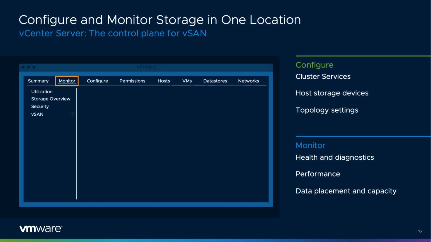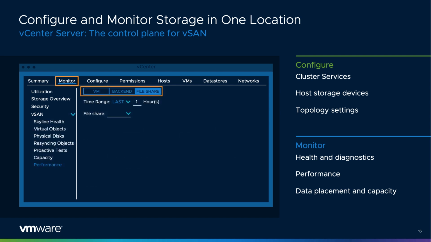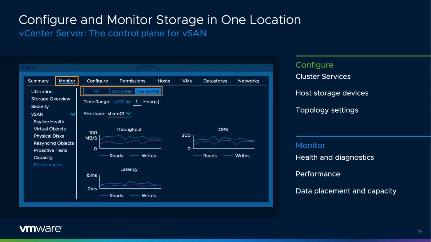vCenter Server provides for easy configuration of vSAN, as well as ongoing monitoring and adjustments. In the vCenter Server UI, you'll find 2 primary areas for all things related to vSAN: the Configure tab and the Monitor tab. The Configure tab is where the data services for the cluster will be configured, as well as the use of host storage devices. It's also where configurations can be made to accommodate different types of topologies. The Monitor tab is where one can see all ongoing operations with vSAN health, performance, data placement, and capacity. While vSAN may be new to you, the experience will feel easy because you're using software that you already know.